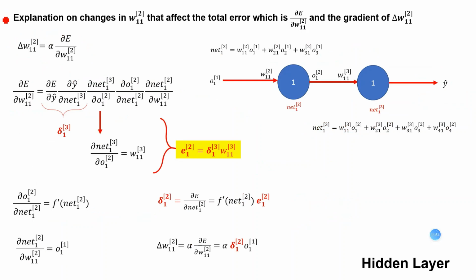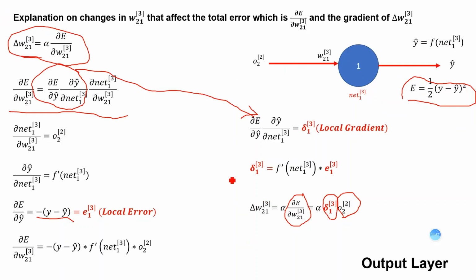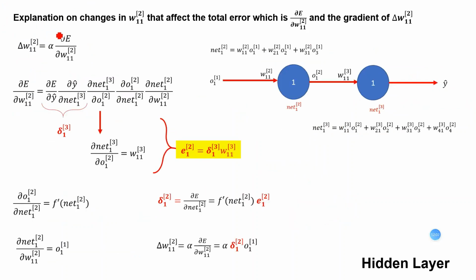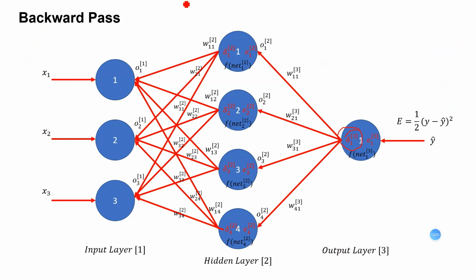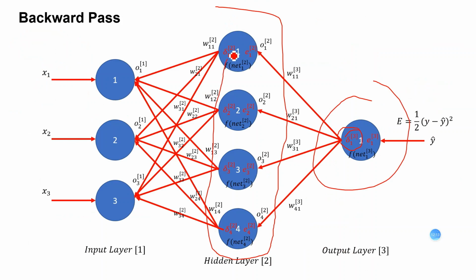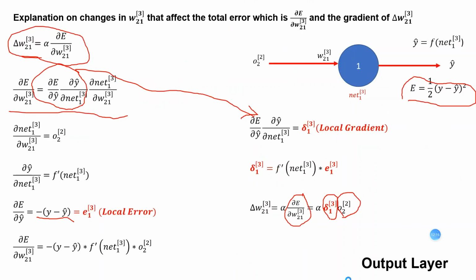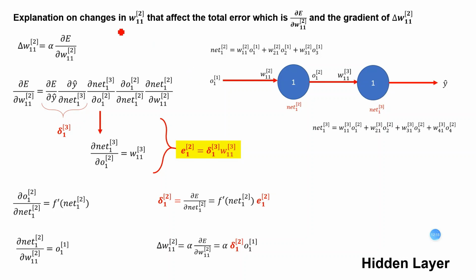So the output layer is done, as we can see from this graph. Then we will go to the second layer, the hidden layer. For the hidden layer, I choose to explain the weight 1-1 of the hidden layer. It's the same equation, just a different layer, different weight, different update weight.